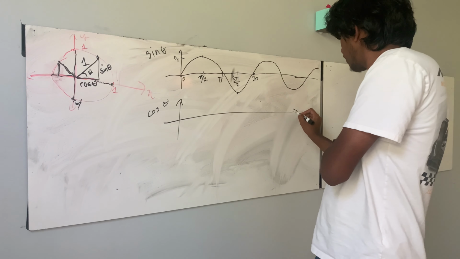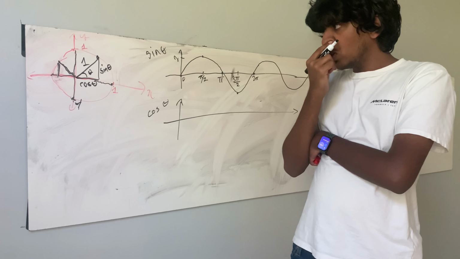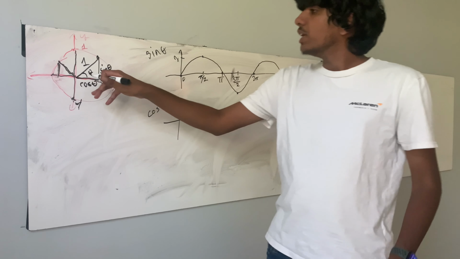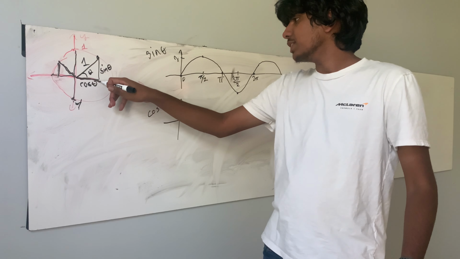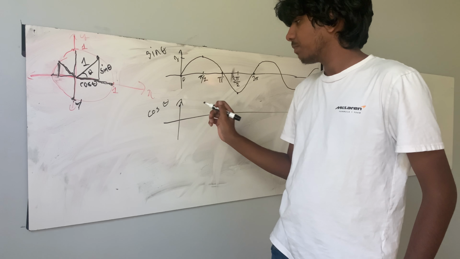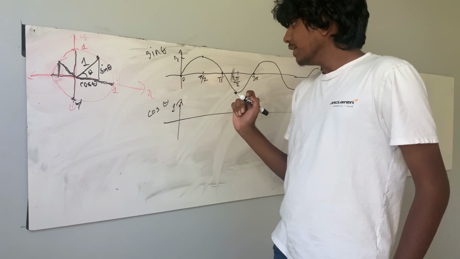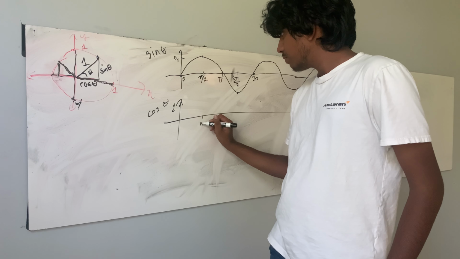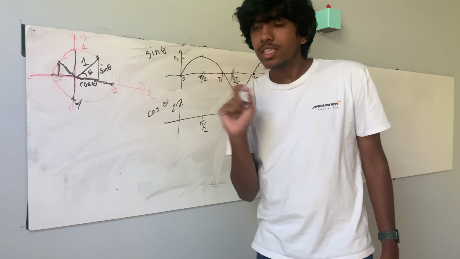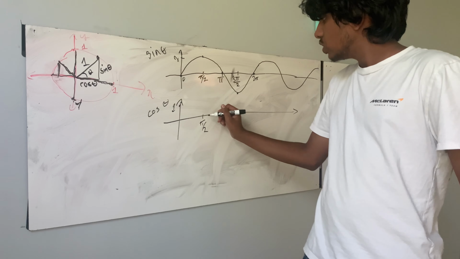At 0, what is cosine? Well, cosine is just the horizontal component of the triangle. This horizontal component, when it's at 0, is 1. When we're at 90, or pi over 2, the horizontal component is 0. There is no length, because it's a straight line upwards. So we're at 0 now.